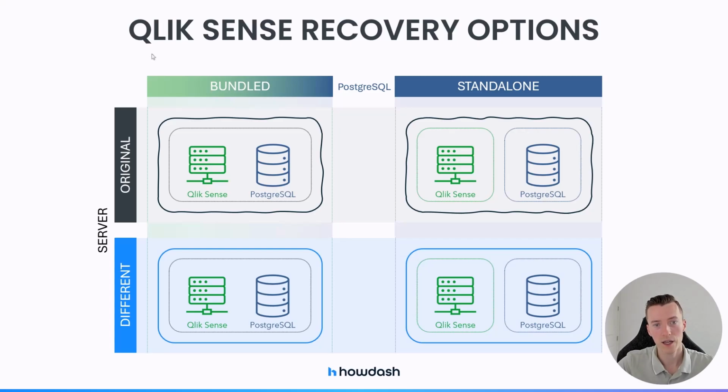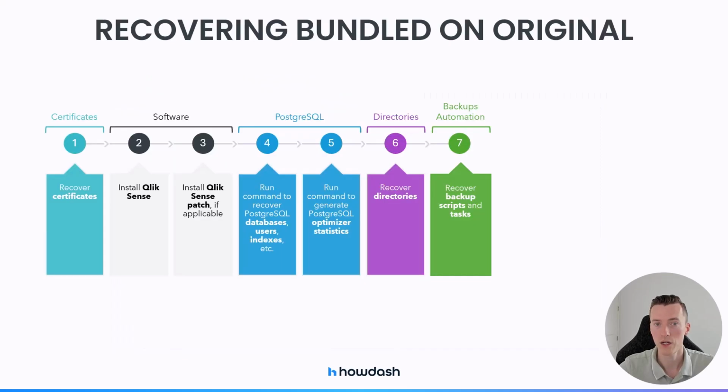So let's take a look at this first option here, recovering a Qlik Sense with a bundled installation of PostgreSQL on the original server. So this is the scenario that you would come across when you need to roll back a server upgrade. When you're dealing with that situation, you would follow these 7 steps. So it's not 10, it's 7.